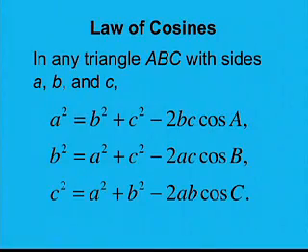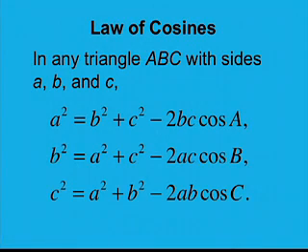Let's take a look at the law of cosines. In any triangle ABC with sides little a, little b, little c, we can say that little a squared is equal to little b squared plus little c squared minus 2 times little b, little c cosine of angle A.